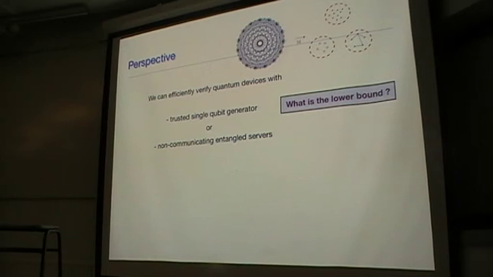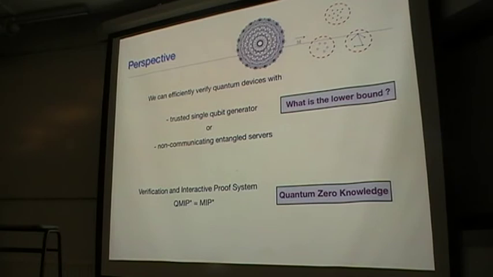The other thing that I also didn't talk about is that the link to verification and interactive proof systems is bringing a new way of looking at some open problems in complexity theory. We did something regarding the quantum multi-prover interactive proof system with entangled servers, and we show that actually the quantum verifier doesn't give you any extra power. You just need a classical verifier. So this helps with upper bounding, and in the other direction, it seems very interesting to go to quantum zero knowledge, because blindness is already almost giving you zero knowledge.